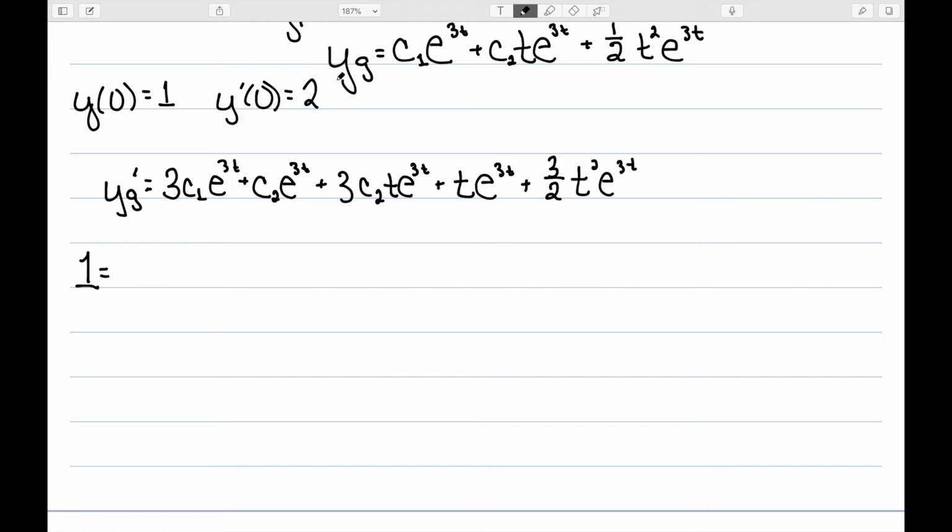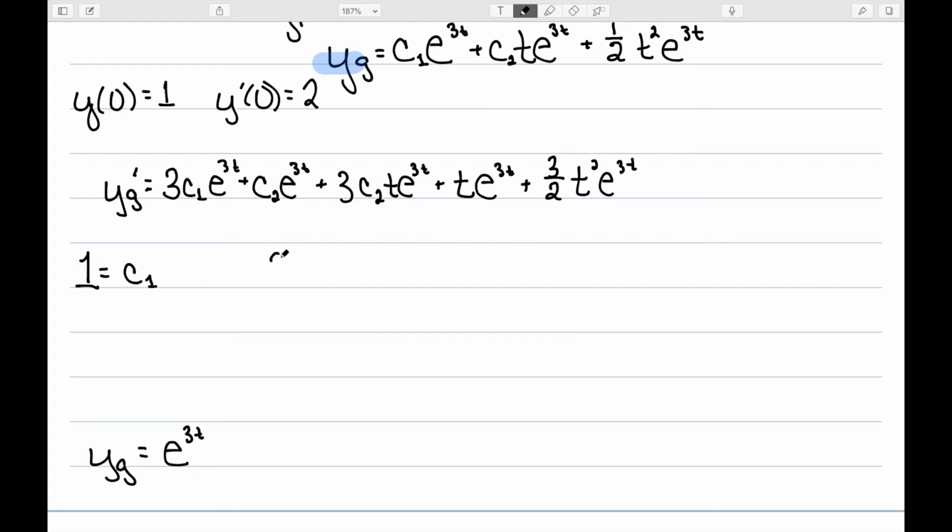y of 0 is equal to 1, so I know if I stick in 0 in y of t, I get 1 back out. So that would be c1 times 1 plus 0 plus 0. So I have my value for c1. If I go ahead and come down here, my general solution, I know what c1 needs to be.